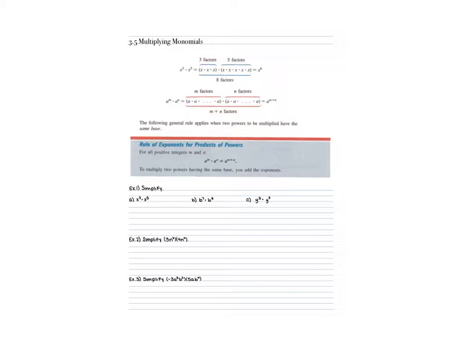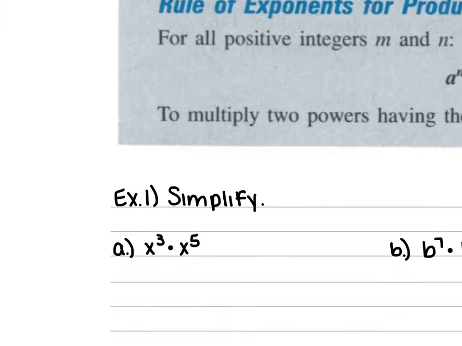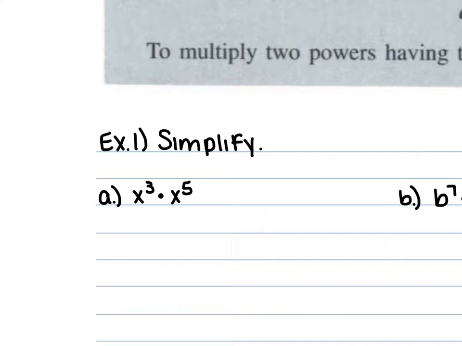Multiplying monomials. When we are multiplying monomials, or single terms that have variables and exponents, or variables that are raised to powers, we have to add those powers. So if we have coefficients, we multiply those. If we have powers, we add those. So if we look at example one, we're simplifying.